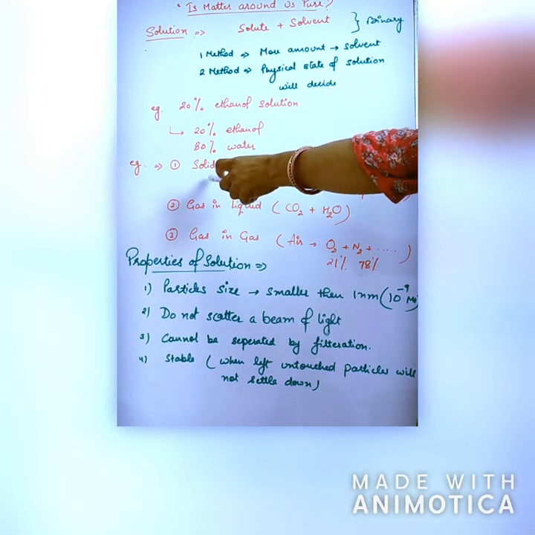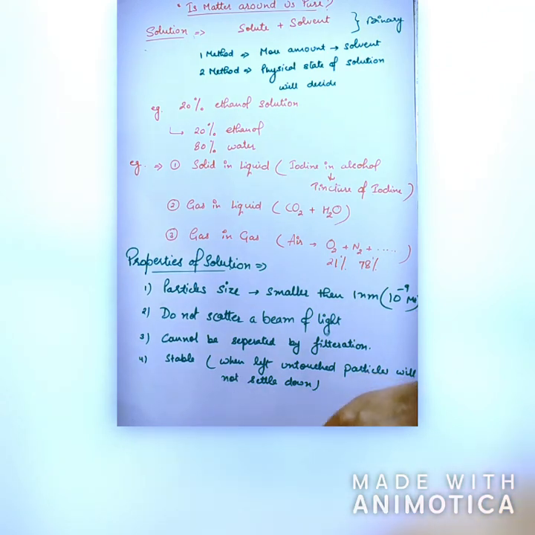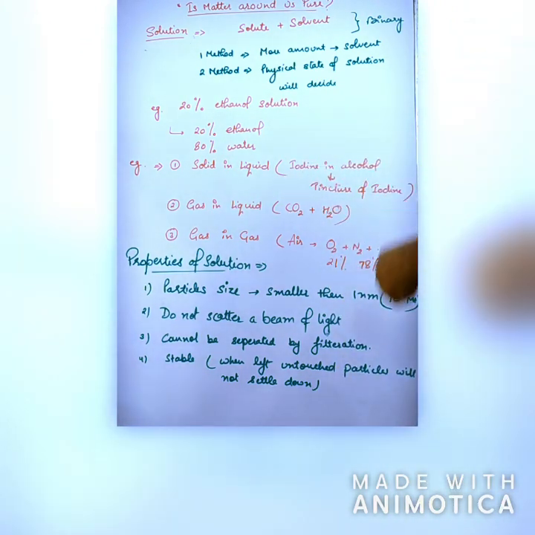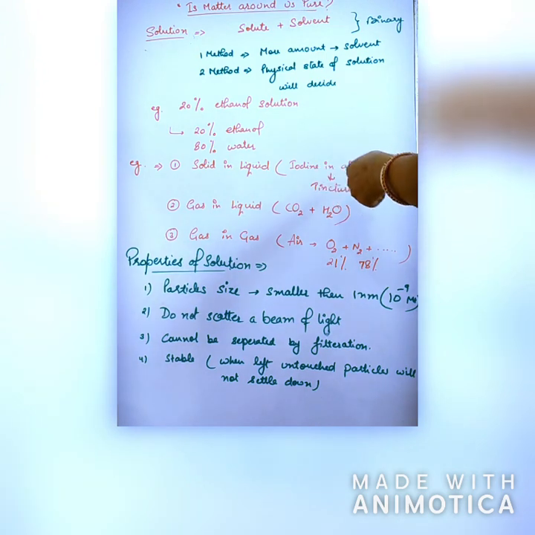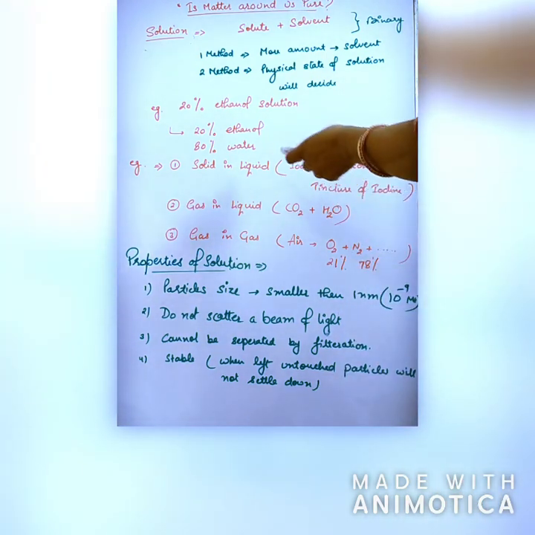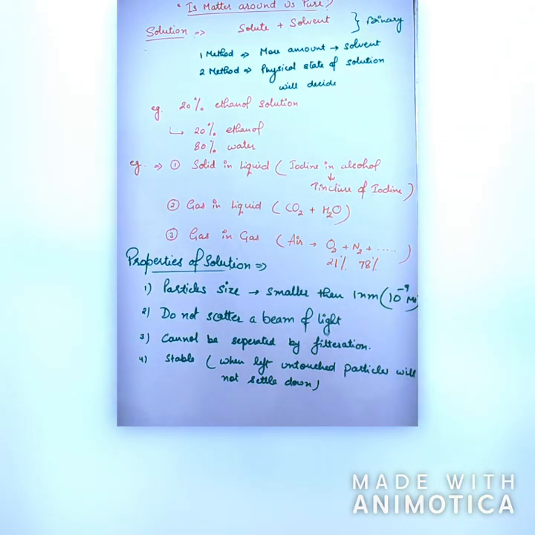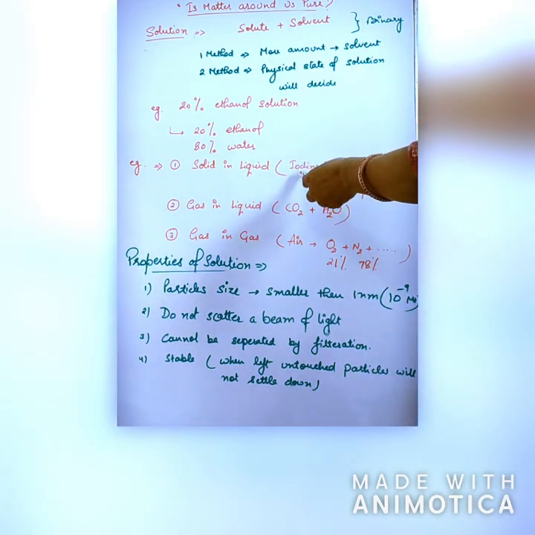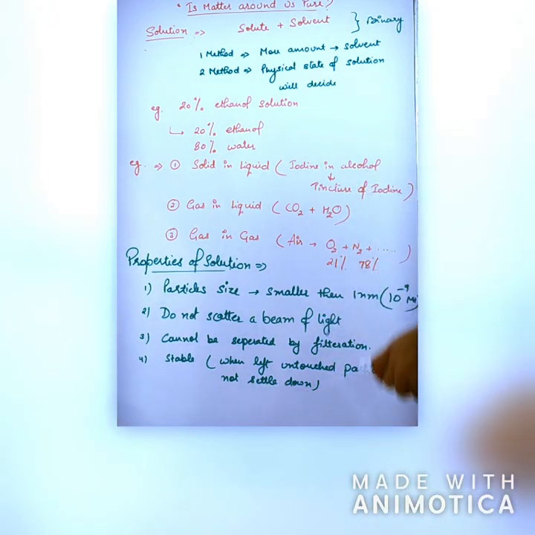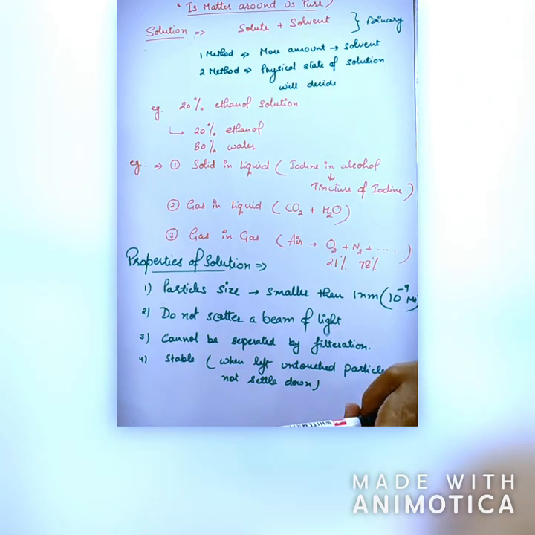The first one I have written is solid and liquid. Now you can tell me a number of examples I know. I have written iodine in alcohol. Suppose you have iodine, which is solid, and alcohol, which is liquid, and you prepare a solution from both of them. So this is a combination of solid and liquid type of solution. And this combination, iodine in alcohol, is called tincture of iodine. Sometimes they will ask you what we mean by tincture of iodine.